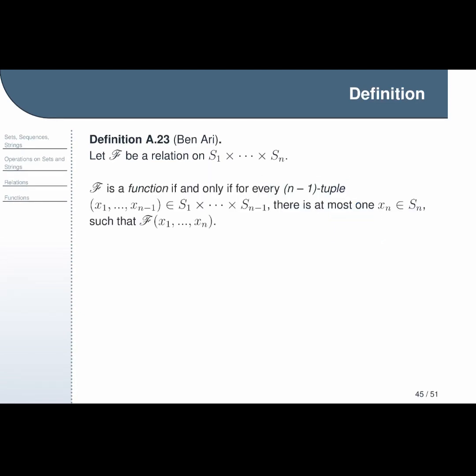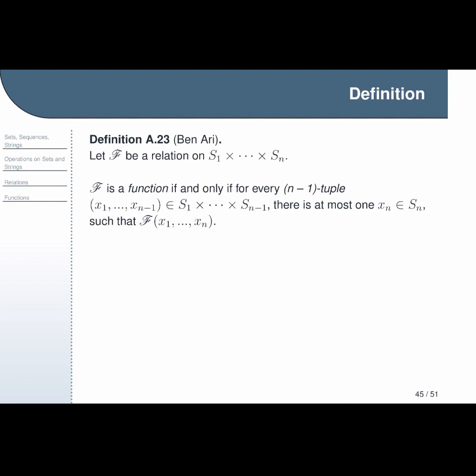So we say f is a function. It's a relation, we already said that, but f is a function if and only if for every n minus 1 tuple, x1 up through x sub n minus 1 in the Cartesian product of S1 up to S sub n minus 1, that's just an obvious thing you have to do to get that tuple, there is at most one x sub n in that last set, S sub n, the one that we cut out, right? Such that f of x1 through xn, and that last thing, such that, means this relation is true. This is the same notation that we use for relations.